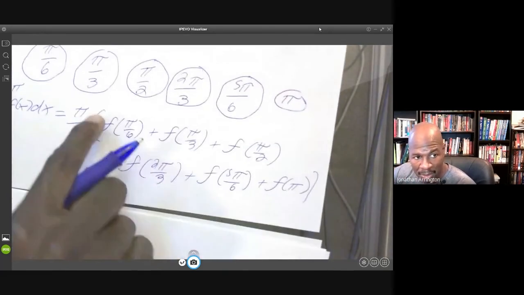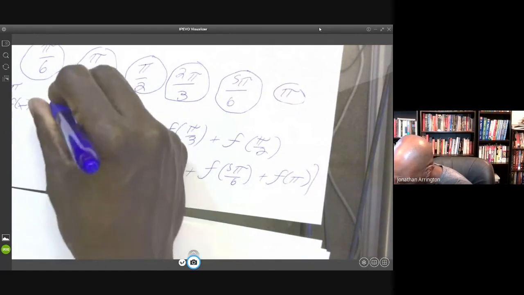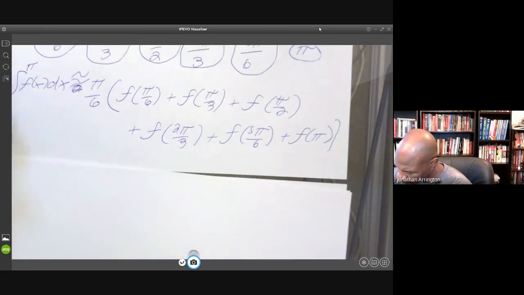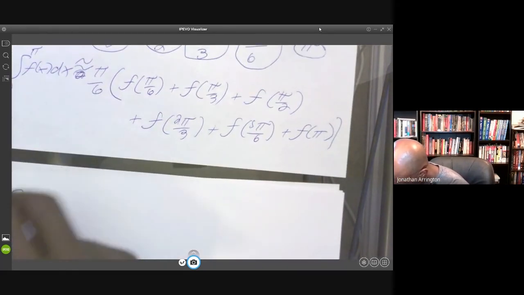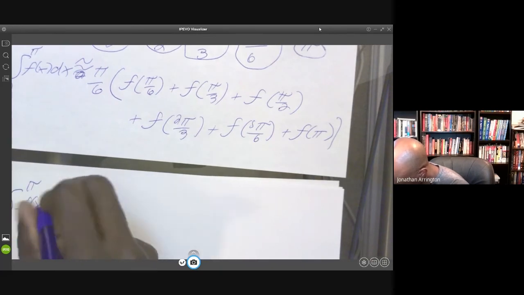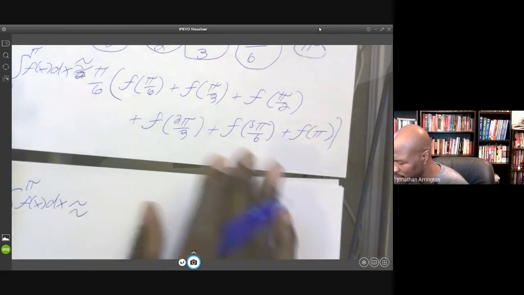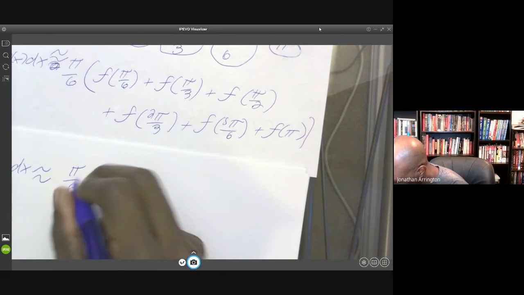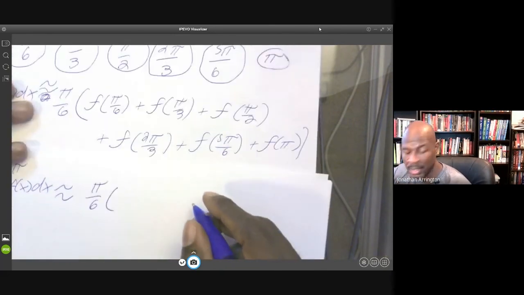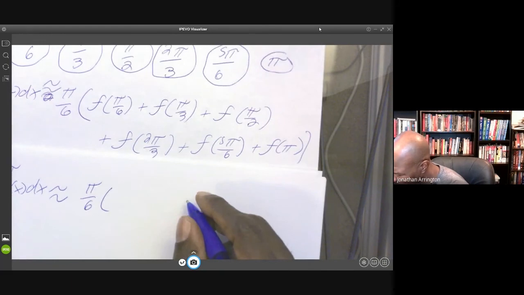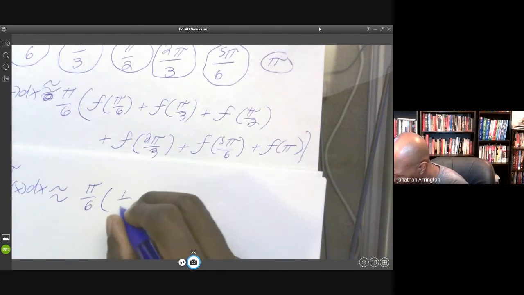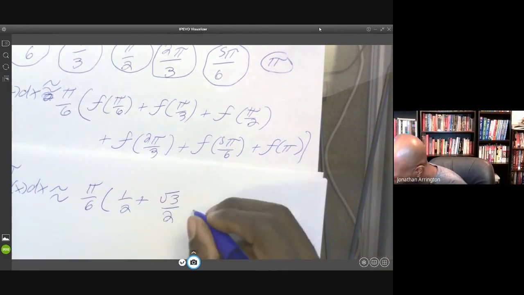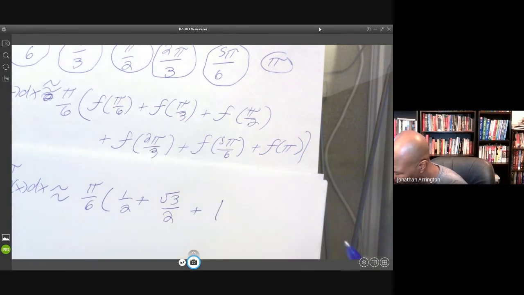And I put an equal sign here. Technically this is an approximation. So let's see. The integral from 0 to pi of f of x dx is approximately, by this method, the following. So pi over 6 times... f of pi over 6 is sine of pi over 6. Sine of pi over 6 is 1/2. Sine of pi over 3 is the square root of 3 over 2. Sine of pi over 2 is 1. So those were nice and easy.